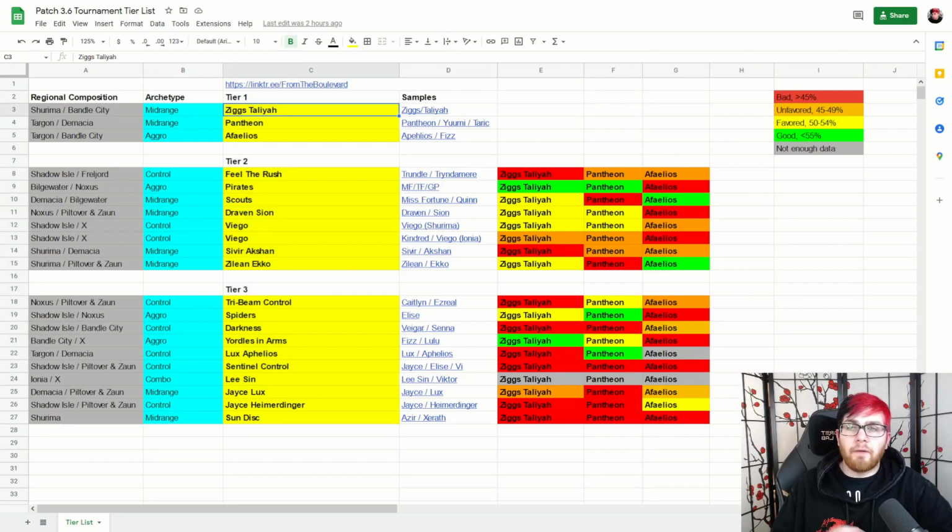Now, if I had to pick my lineup, I would probably drop the Ziggs Talia from my XYZ because it is the weak link of the mirror match. It is the one that they're kind of looking to 2-0. It's the bad matchup in Pantheon and Aphelios. And I would try to find something that would make my opponent's ban strategy a little bit awkward.